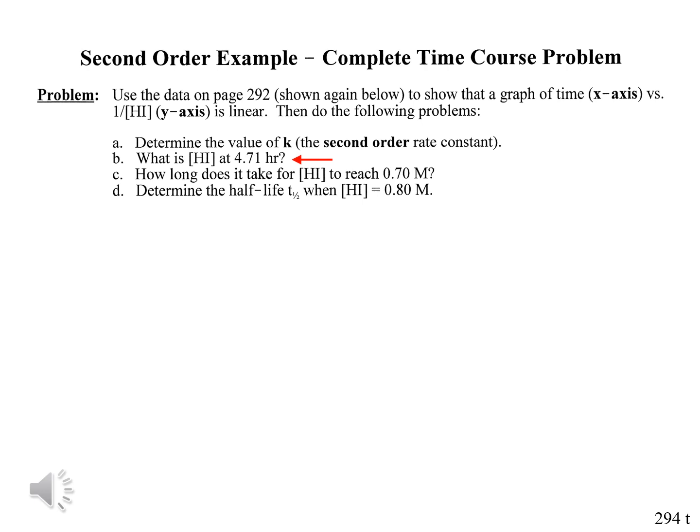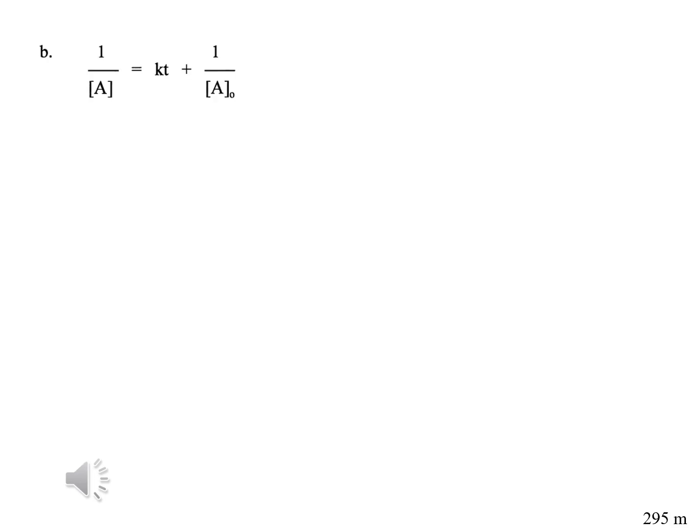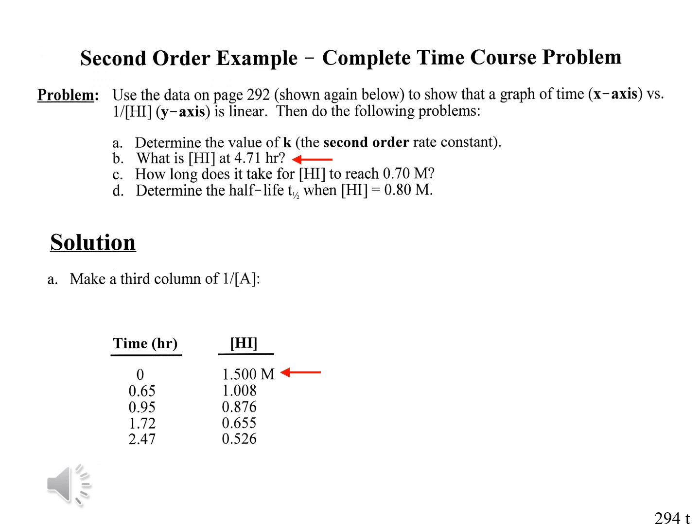Part B says what concentration is left at 4.71 hours. You're going to use, in this case, the second order time equation. That's the one I showed you that has reciprocals in it. The time is given in the problem. The concentration at time 0 is in the data, 1.5.